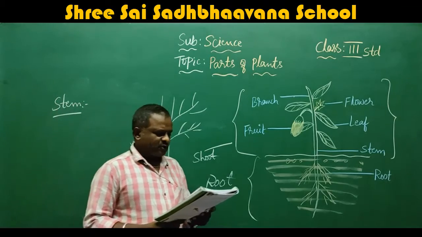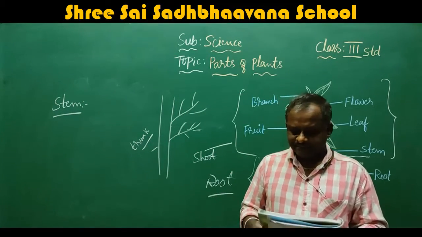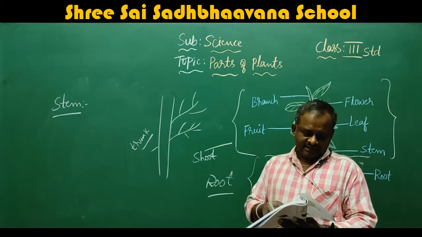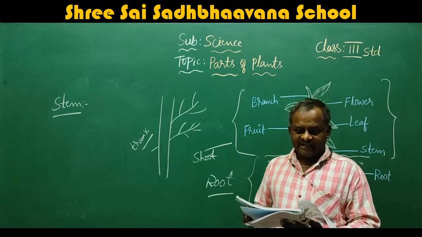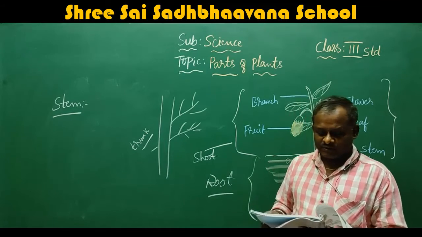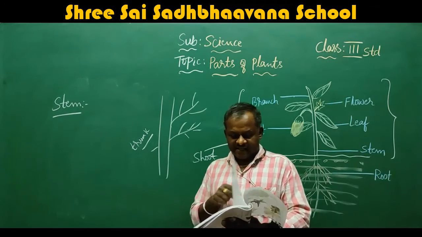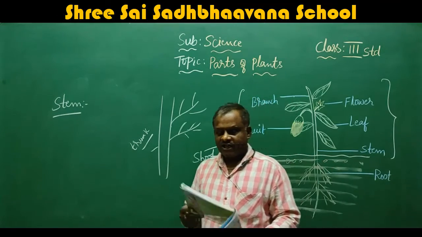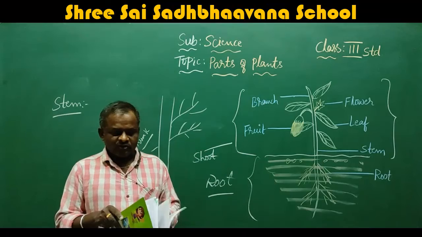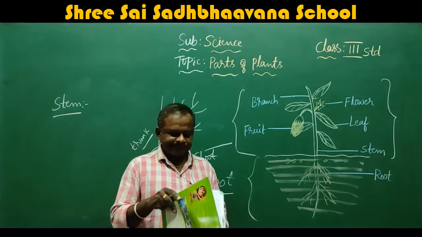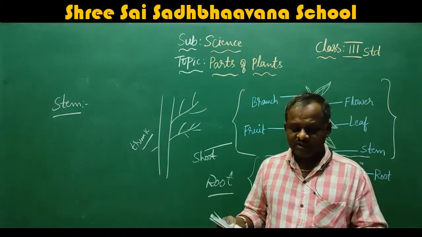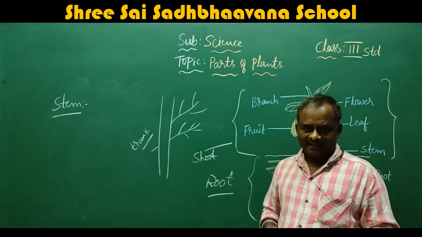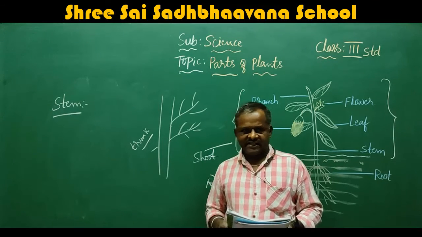So I hope you understand the stem up to here. We will continue in the next class with the remaining leaf, flower, fruits and seeds. Most plants grow from seeds, and we will summarize everything in the next class. I hope you understand the root system and shoot system, taproot, fibrous root, stem, everything. In the next class we will continue with the leaf and everything. Okay, have a nice day, take care.